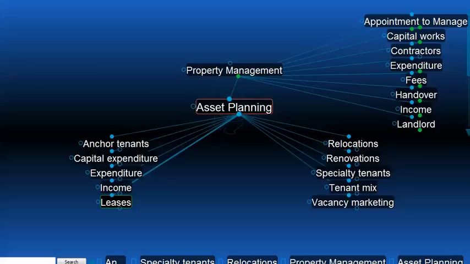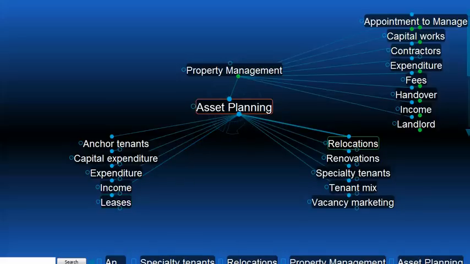So in summary, on this side of the equation, anchor tenants, the capital expenditure within the building, normal expenditure to run the building, the income that's generated from rental, and the leases, that is the standard leases and also the individual leases of each tenancy. You need to understand exactly what those leases will do to the cash flow of the property and the landlord's plans. So let's have a look at the other side of the equation.